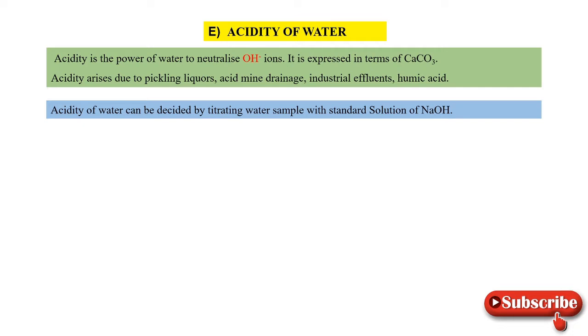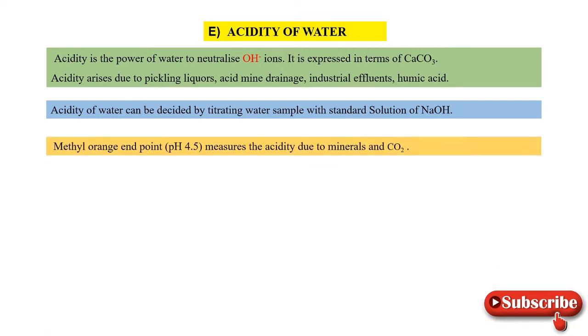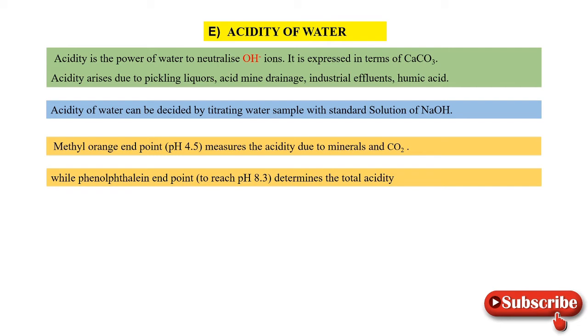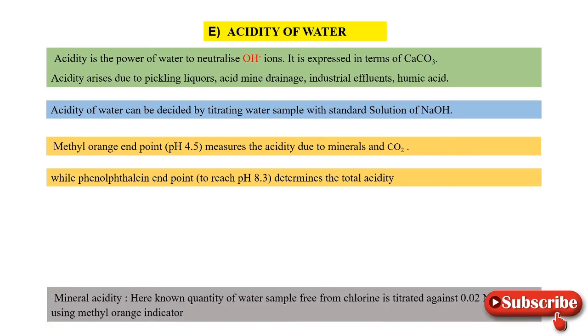So simply titrate water sample with NaOH solution. With the help of that, we can determine the acidity of water. So here methyl orange endpoint measures the acidity due to minerals and CO2, while the phenolphthalein endpoint determines the total acidity.